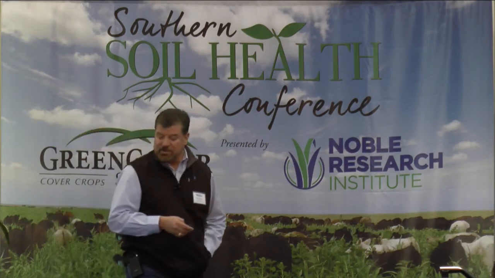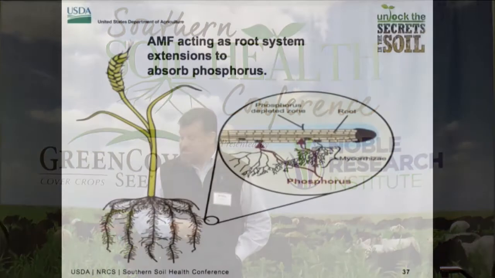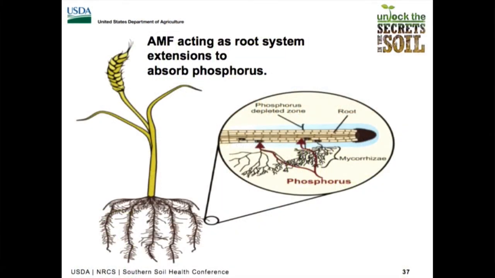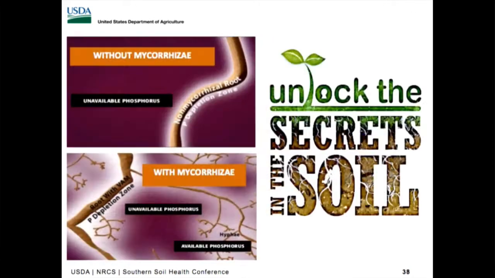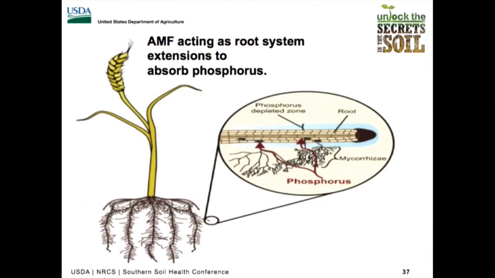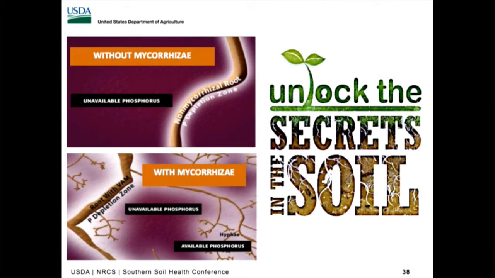They also help you with the pickup of, or extensions to, absorb phosphorus in the soil. As roots grow through the ground, they deplete the amount of phosphorus around the root zone. So you get this depletion of phosphorus. Mycorrhizae are able to get beyond that, and they're able to access phosphorus and other nutrients beyond that depletion zone. That's why they're so important to plants.